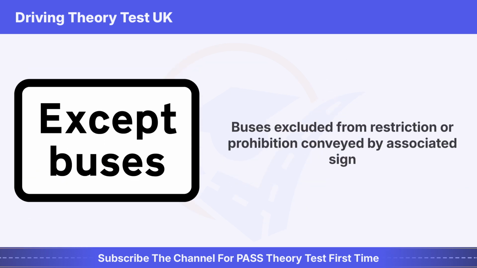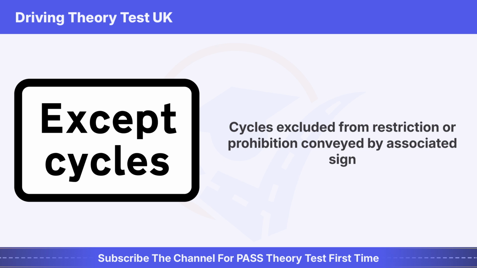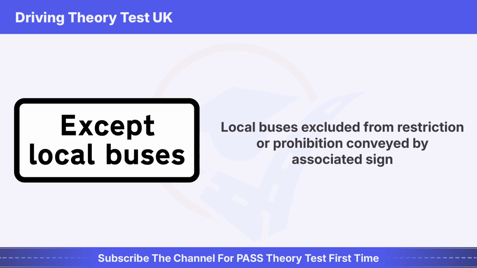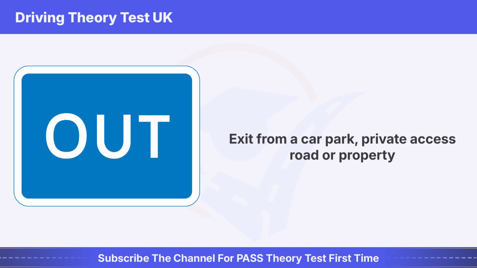Buses excluded from restriction or prohibition conveyed by associated sign. Cycles excluded from restriction or prohibition conveyed by associated sign. Local buses excluded from restriction or prohibition conveyed by associated sign. Exit from a car park, private access road, or property.